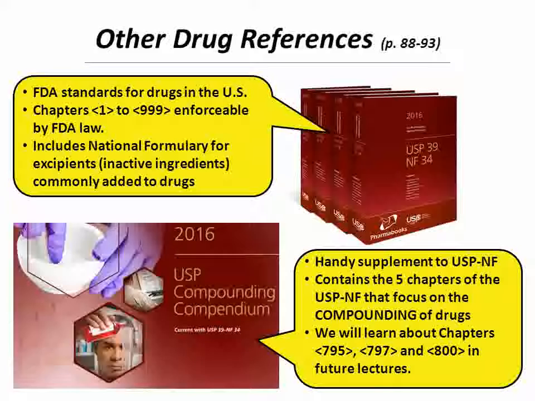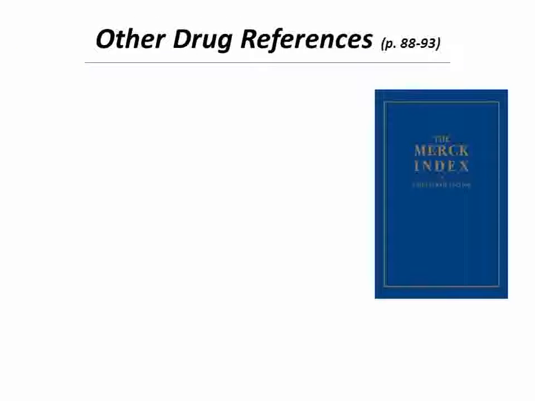The answer is yes. These are chapters that are between the numbers 1 and 999. So again, what's listed in this compendium are not just suggestions. These are rules we have to follow by the FDA to make sure we are compounding medication that is safe for use. And the final 2 reference books are the Merck Index.